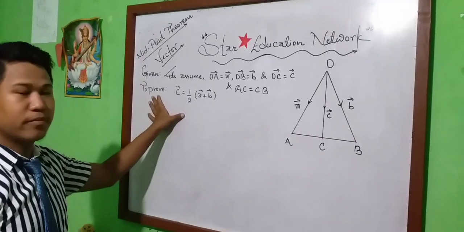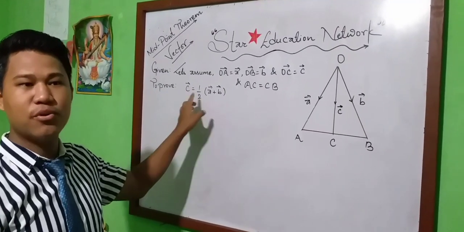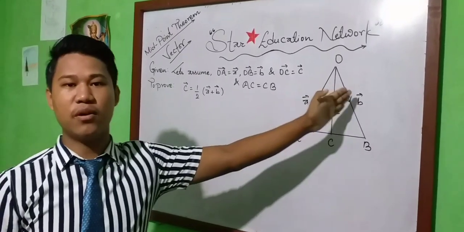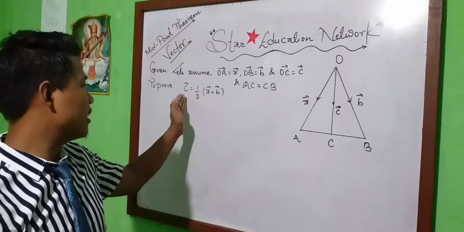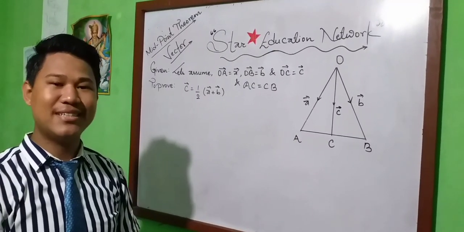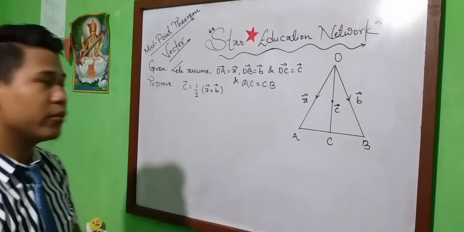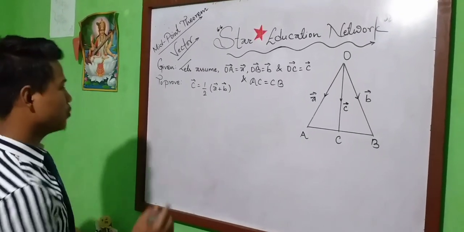So we need to prove that c vector equals half of a vector plus b vector, or you can say c vector equals half of the sum of a vector and b vector. This is the midpoint theorem of vector theorem. And here we go, the solutions and the way to prove the theorem.